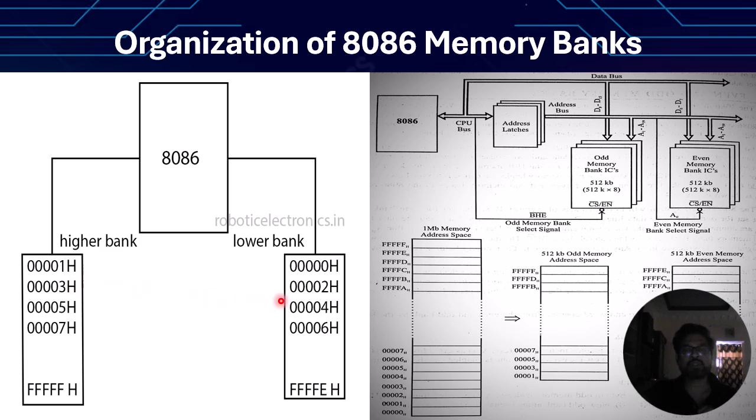Similarly, address 00002H is stored in the lower bank, and address 00003H is stored in the higher bank. Thus, consecutive memory locations always lie in different banks. The division is not based on address range but on address parity.